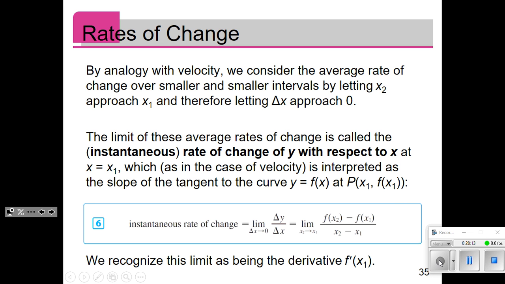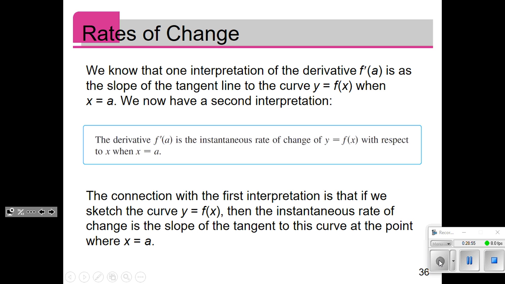So again, yet another definition. Okay, so the instantaneous, that's kind of the key word here, instantaneous rate of change is the limit as the change in x approaches 0 of the slope, change in y over change in x. Okay, as the change in x approaches 0, which means it's kind of the same thing as saying as h approaches 0. As the difference gets smaller and smaller between the 2 points, that's where we get our derivative. So we recognize this limit as being the derivative f prime of x1. Okay, just more notation stuff.